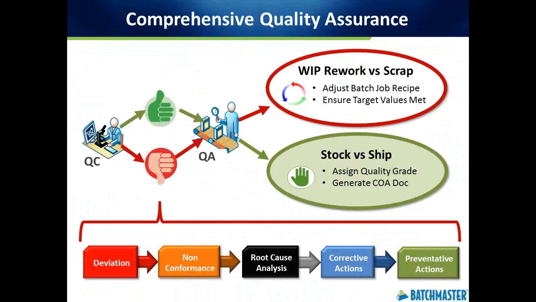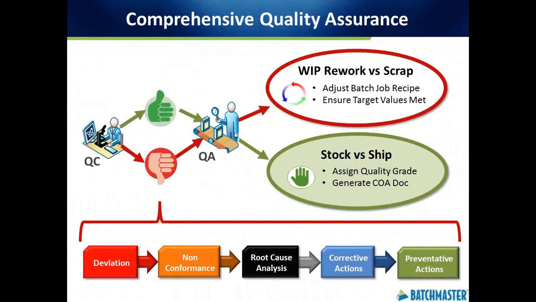And when you do that and something is out of tolerance, you go through the QC, the QA process, and most importantly you get the chance to rework production. And doing that, we look back at adjusting the batch job recipe, which is different than your standard recipe, and it will make the appropriate adjustments based on the QC results.